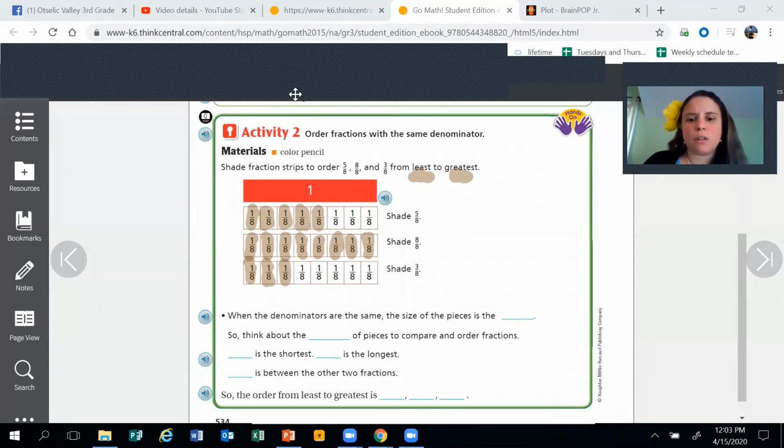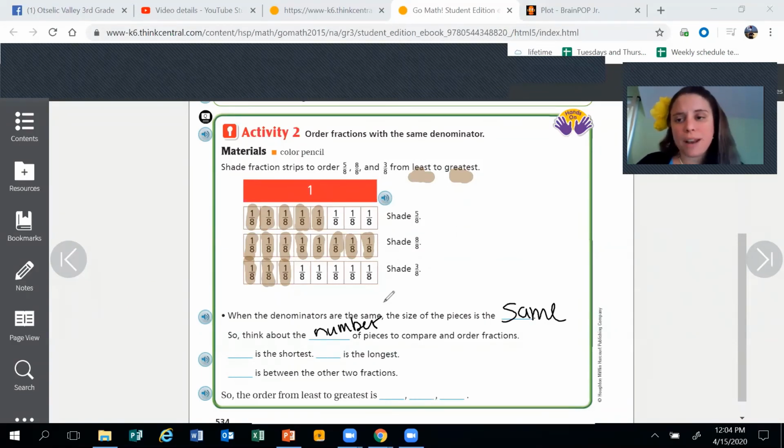When the denominators are the same, the size of the pieces is the same, right? So think about the number of pieces to compare and order fractions. Are we worried about the size of the pieces anymore? No, so we need to think about the number of pieces. How many pieces do we have? And that's how we're going to figure out which one is least and which one is greatest. Blank is the shortest and blank is the longest.